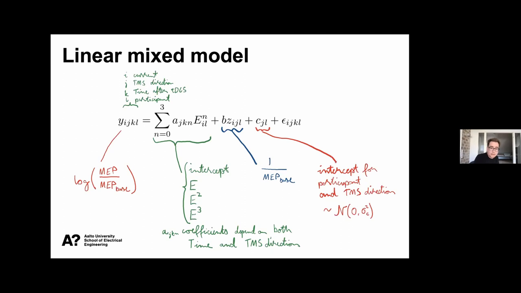And for the analysis, I used a linear mixed model, which takes into account the current, the TMS direction, time after tDCS, and the participant. The response variable is the logarithm of the normalized MEP. And then there is the effect of the electric field. As the effect can be non-linear, not only the linear term, but also higher order electric field terms were included in the model. And all interactions with the time point and the TMS direction were also included. And there was a separate factor that takes into account the baseline MEP amplitude. You will see soon why. And there were random intercepts for the participants and the TMS direction.